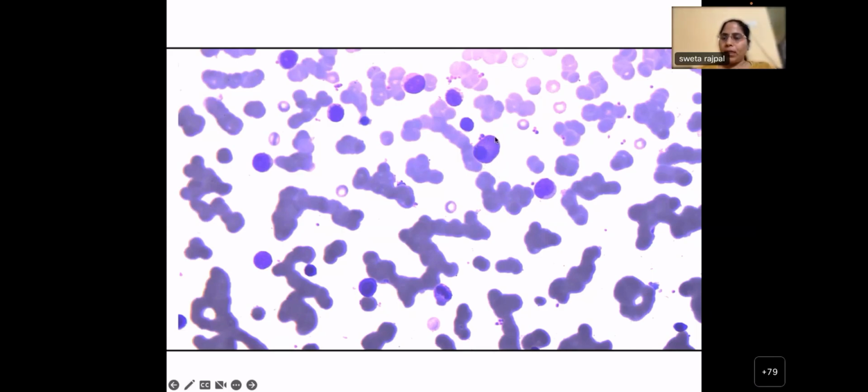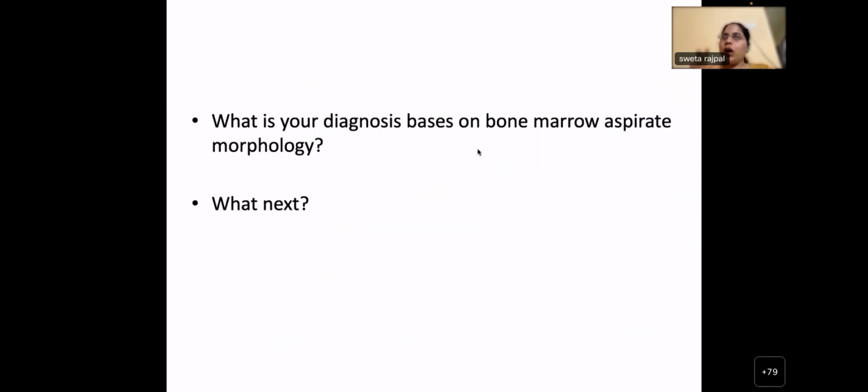Ma'am, this is a plasma cell. It shows an eccentric nucleus and it has a hof also. Yes. So this is a plasma cell. In the previous slide, we had seen lymphoplasmacytic cells. So what are we thinking of as diagnosis based on bone marrow aspirate morphology, Aishwarya?